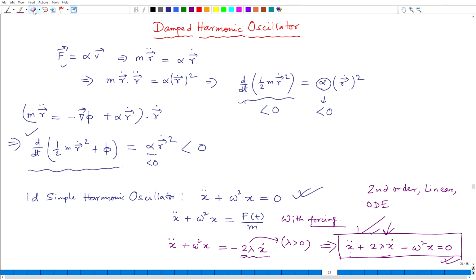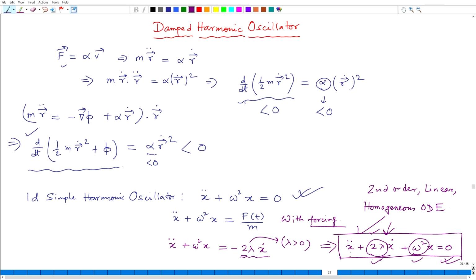So, I can write like this: homogeneous ODE. Okay. With constant coefficients. That is something also very interesting. Okay. These are constant coefficients, 2 lambda and omega square, because you know the medium.